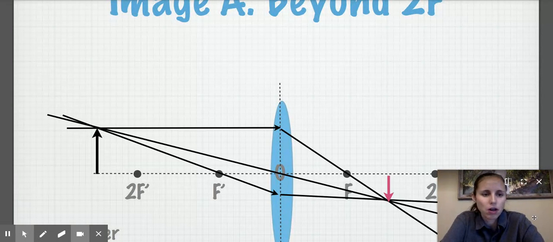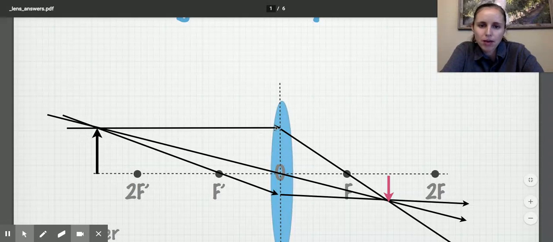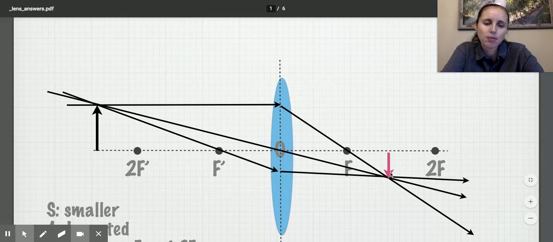We were able to use all three rules to locate my image. My first rule, I went in parallel and I came out through F. My second rule is I'm going to go in through F, my secondary principal focus, and I'm going to come out parallel. And my third rule, I'm going to go straight through the optical center. I can see that all three lines are going to cross at this point here, so I'm going to draw on my image.